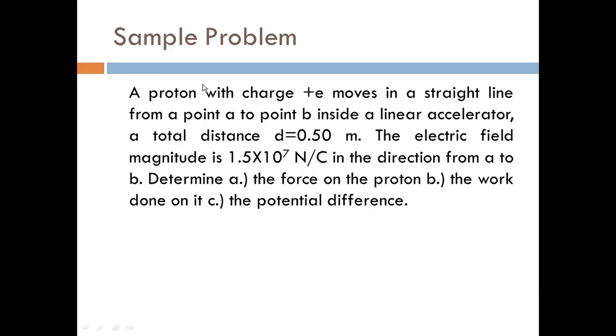A proton with charge positive e moves in a straight line from point A to point B inside a linear accelerator, a distance of 0.5 meters. The electric field magnitude is 1.5 times 10 to the 7 newton per coulomb in the direction from A to B. Determine letter A, the force on the proton, letter B, the work done on it, and letter C, the potential difference.